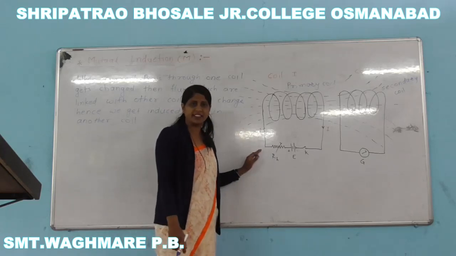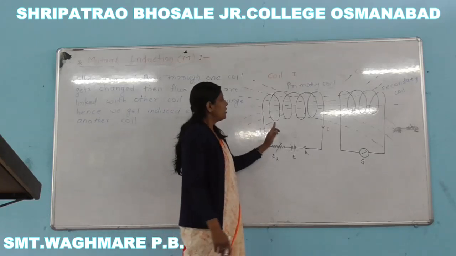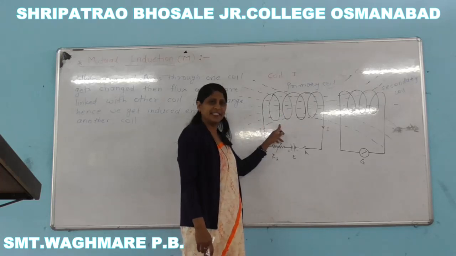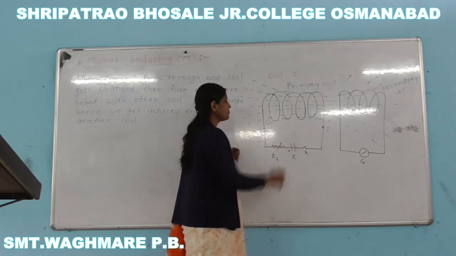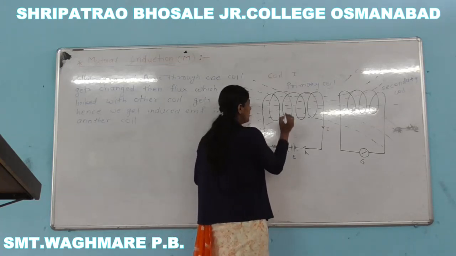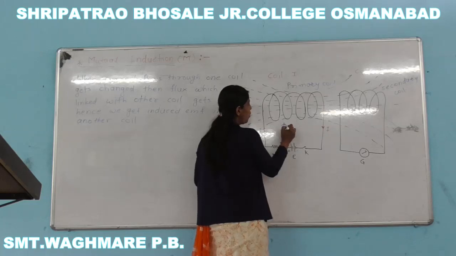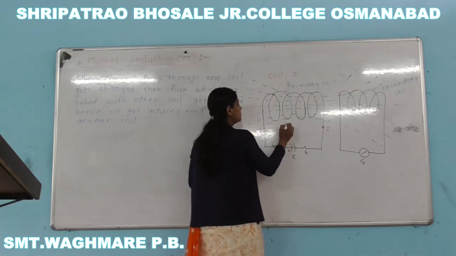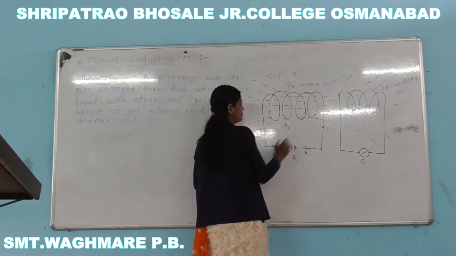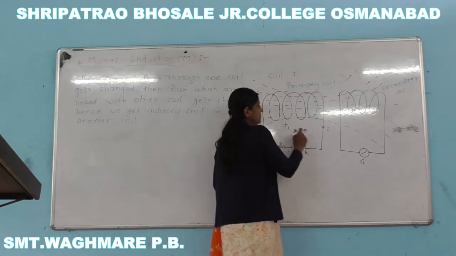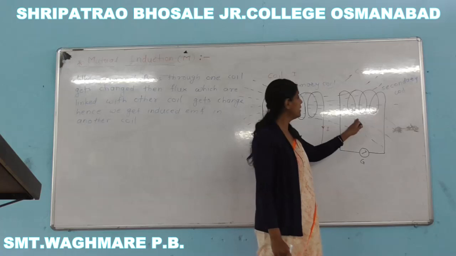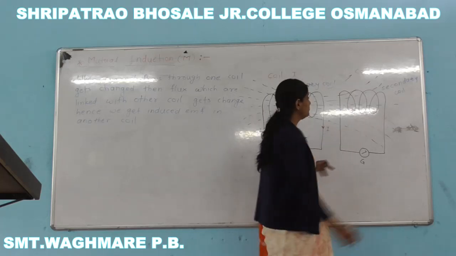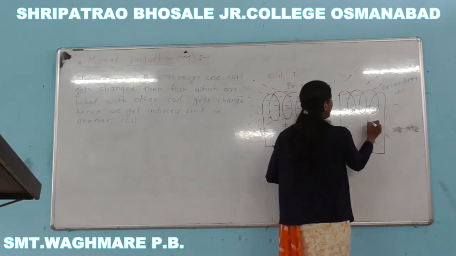Then the magnetic flux due to the magnetic field passing through the primary coil we say is phi 1, and the magnetic flux passing through the second coil we say is phi 2.